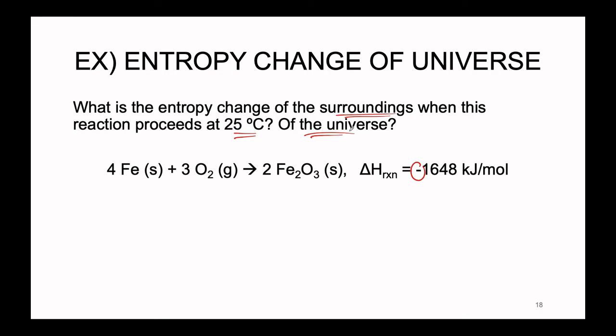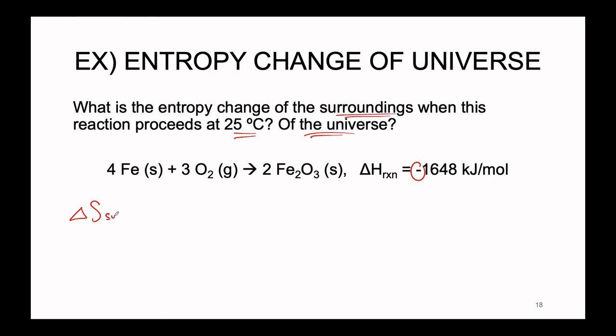So now that you have the equation that you need to find the entropy of our surroundings, please calculate that as well as the entropy change of the entire universe for the rusting of iron. All right, so let's come back together and see what the entropy change of our surroundings is going to be.